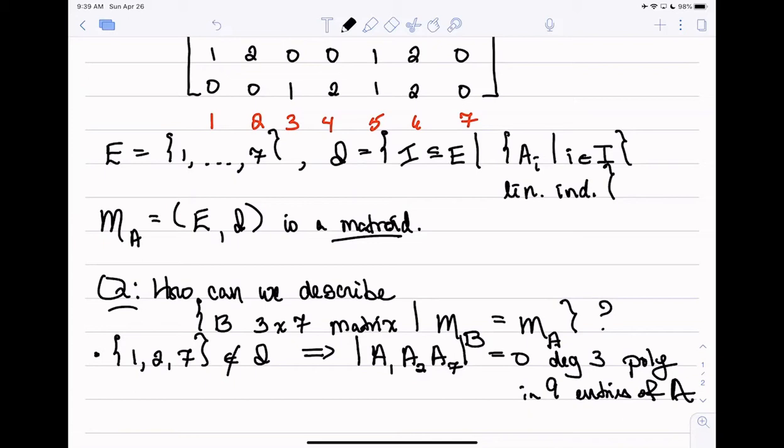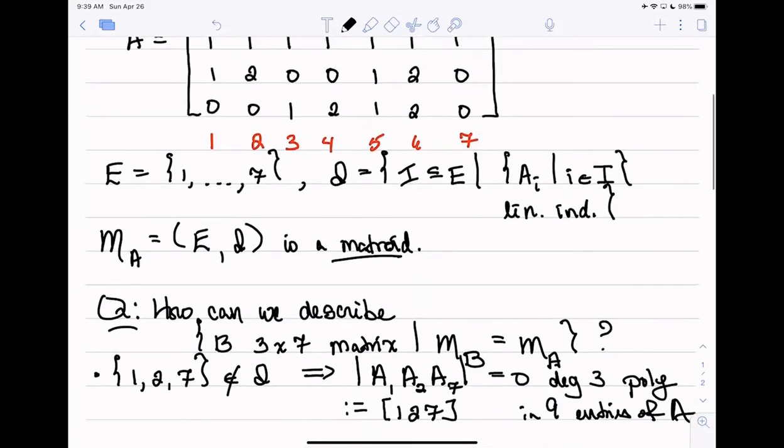And I'm going to write shorthand for this determinant. Instead of writing what I wrote, I'm going to write a bracket where I'm just going to put the column labels in a bracket. And for this talk, I want you to think of that bracket as literally being the number that is the determinant of columns 1, 2, and 7. Okay, so what other relationships, polynomial relationships, do I have to satisfy?